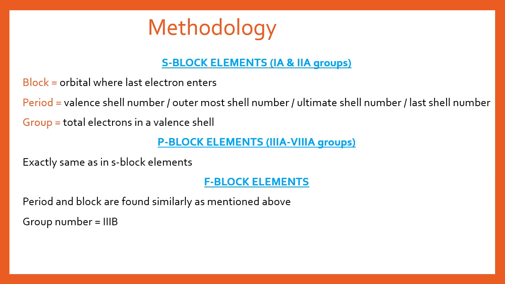But one thing is important here, that both of the series belong to the same group, and that is group number third B. That's why whenever you find that the element belongs to the F block, you don't have to bother about the group number, but rather simply write group number third B, because all of the F block elements present in these two series belong to the same group, that is group number third B.